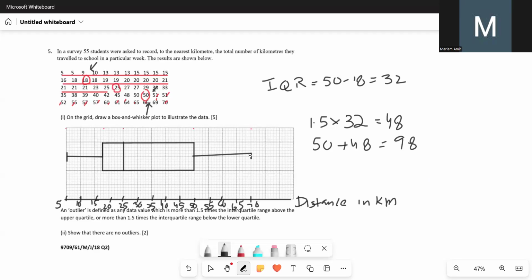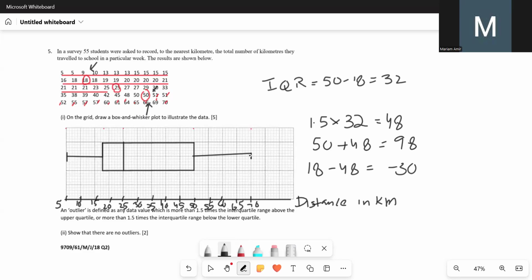So do we have any data values above 98? No, we don't. And an outlier is also something which is 1.5 times the interquartile range below the lower quartile. So what was our lower quartile? 18. Subtract 48 from it. That gives us negative 30. We don't have any value which is less than negative 30. So since we don't have any value greater than 98, we don't have a positive outlier, and since we don't have any data value less than negative 30, we don't have a negative outlier either.